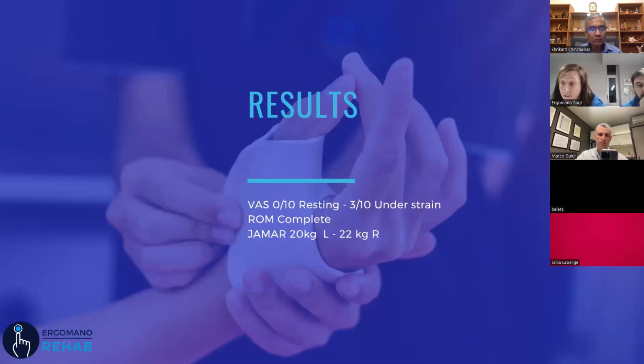At the evaluation after 3 months, the patient had no more pain at rest, and she reported a VAS under 3. Range of motion was complete and strength was also recovered.